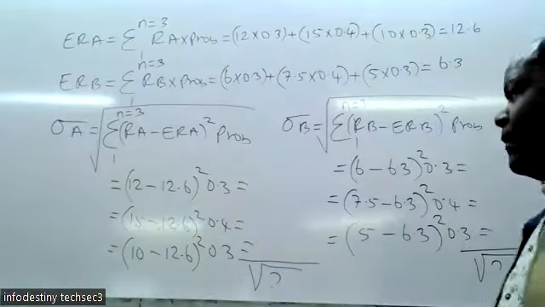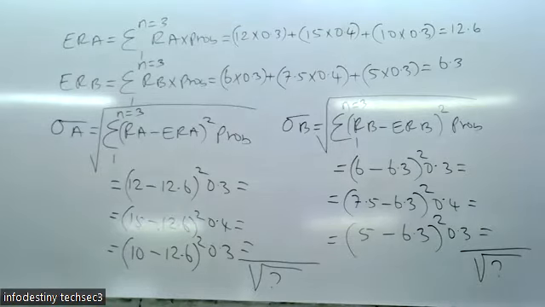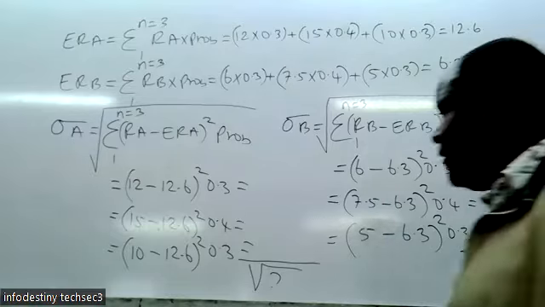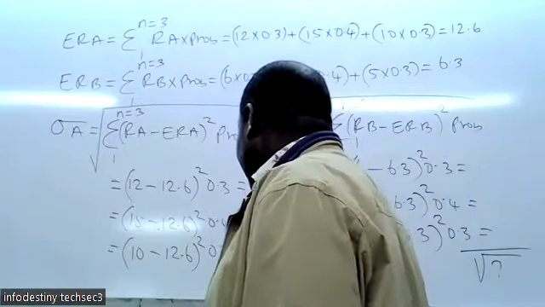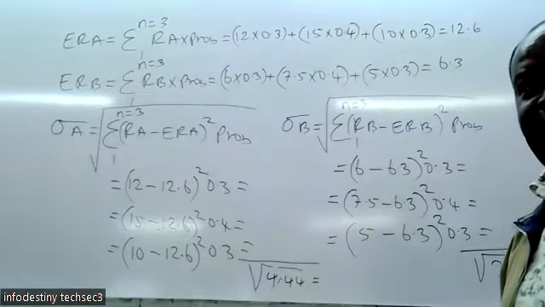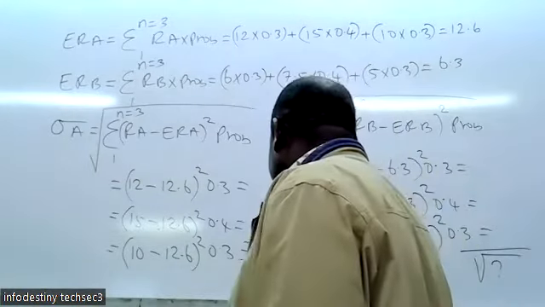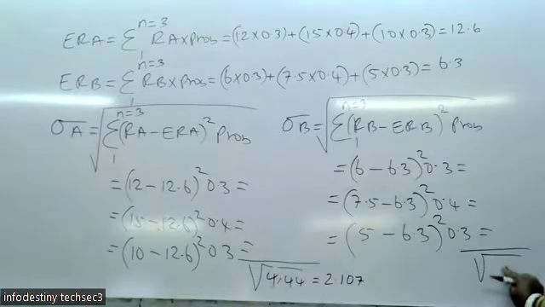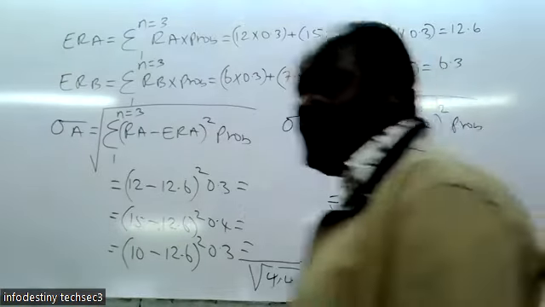So what should we have for A? The total for A before you got the square root is which value? So you got 4.44. So that when you get the square root, it gives us 2.107. Then the total for this other one is 1.11. So that we end up getting 1.054. Yeah, so that should be the standard deviation for each one of them.